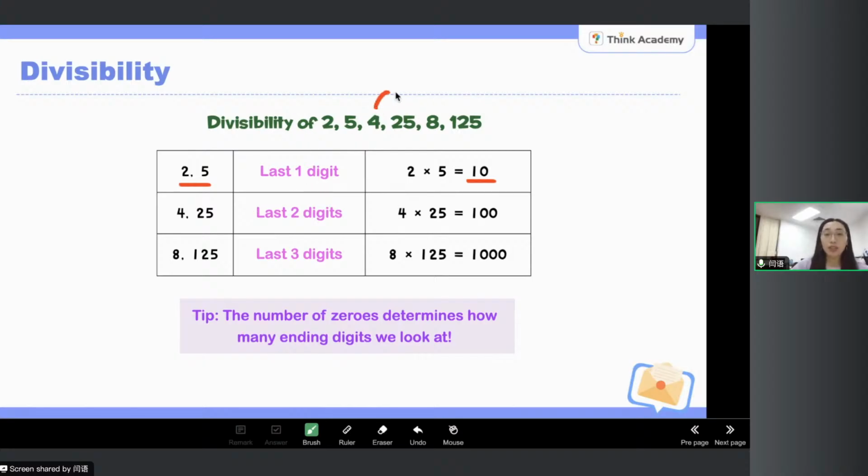Following these, 4 and 25 are also a pair of good friends, because 4 times 25 is 100. 100, you see that there are 2 zeros, right? So when it comes to a big number, you only need to check the last 2 digits, whether the number formed by the last 2 digits is divisible by 4 or 25. Then following this, we also have 8 and 125. You can see 8 times 125 is 1,000. 1,000 has 3 zeros. So when it comes to the divisibility rule, we only need to check the last 3 digits.